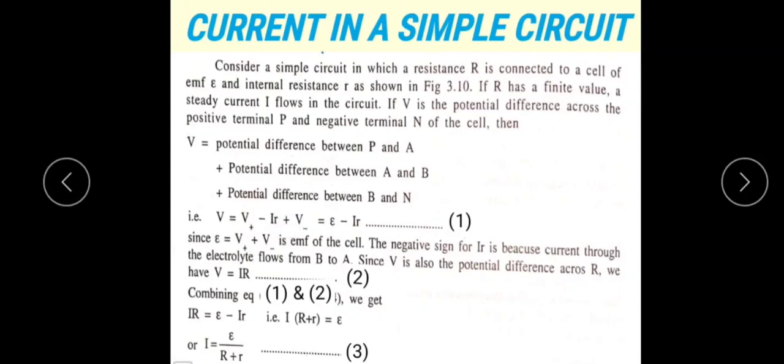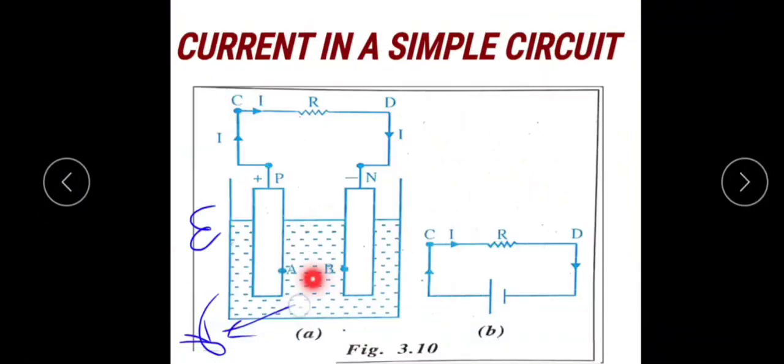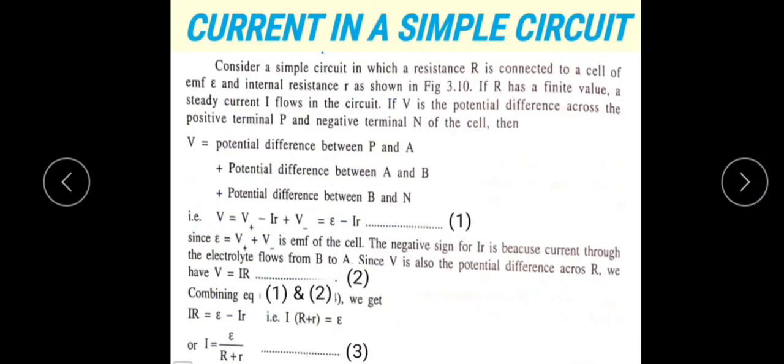That is nothing but the negative sign that indicates the current flowing in the electrolytic solution, that is, flowing from B to A. The current is flowing in this direction, but we are considering A to B, which is opposite to that consideration. That's why in the equation this is considered as a minus sign.